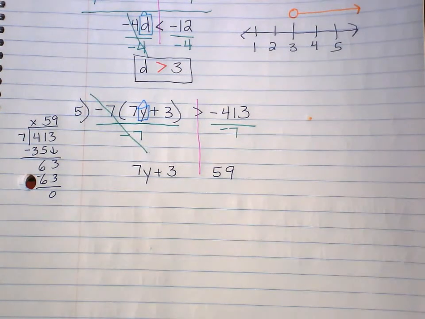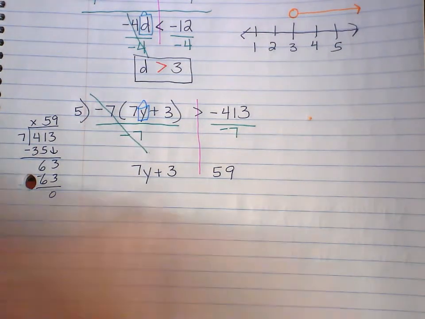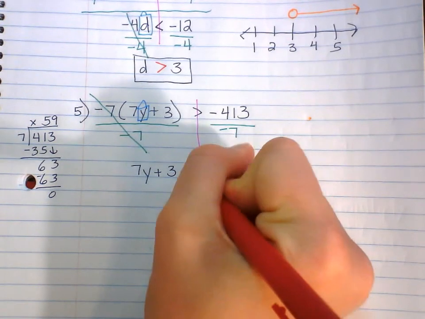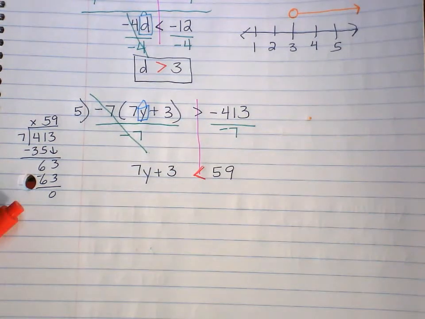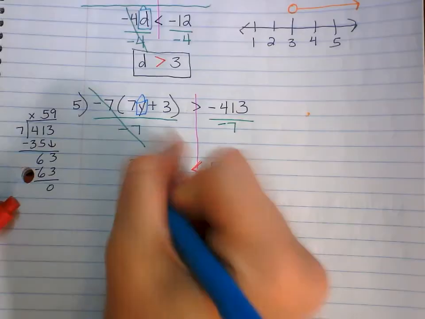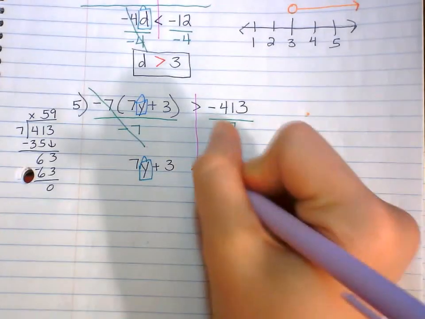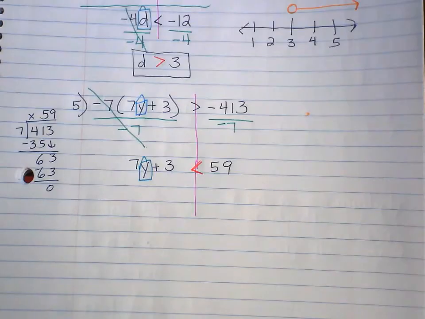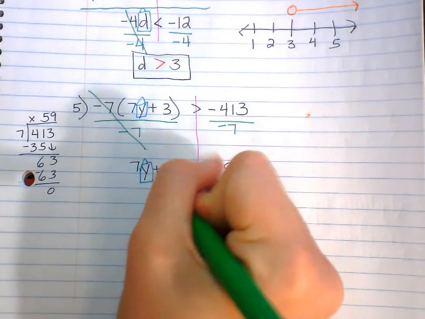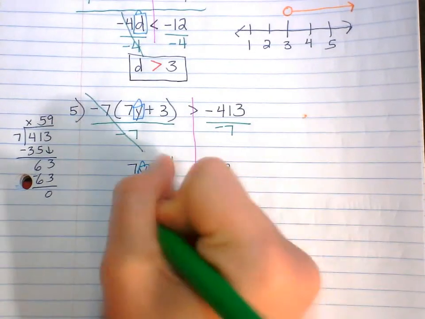Now, ding, ding, ding, we divided by a negative. Flip the sign. And now it's just a friendly two-step equation. Not scary at all. Combine like terms, so we have to subtract 3 from both sides.